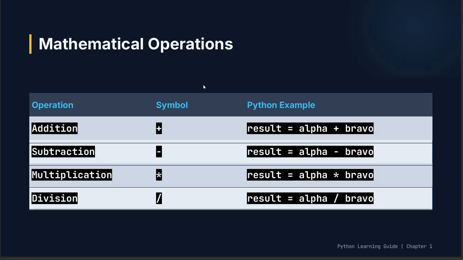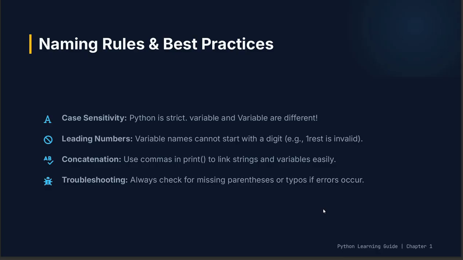So I have a couple of mathematical operators that you guys will use most of the time. These are addition, subtraction, multiplication, and division. And I have some examples right here that I'm going to be using in the coding lesson. This is result equals alpha plus bravo, which is a basic addition. We have a basic subtraction, a basic multiplication, and a basic division that I'm going to be teaching you while we're coding.